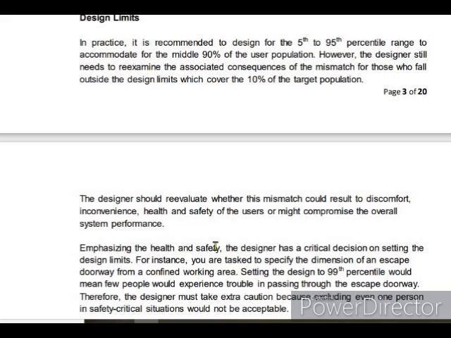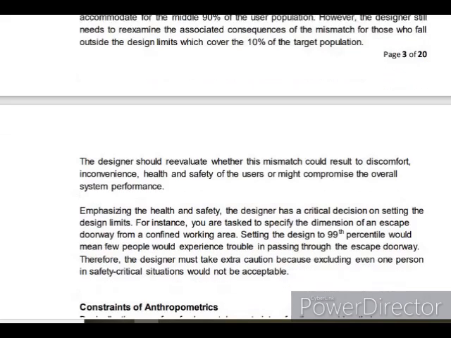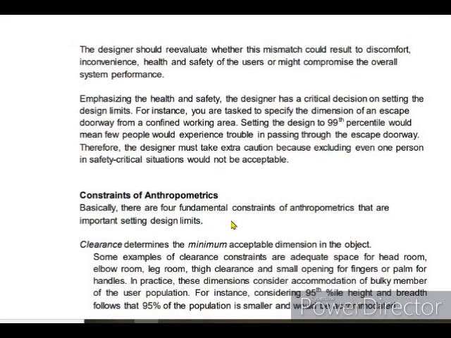Okay, so the designer should reevaluate whether this mismatch could result in discomfort, inconvenience, or harm to the health and safety of the users, or might compromise the overall system performance. So that is another study. Okay, emphasizing health and safety, the designer has a critical decision in setting the design limits. For instance, you are tasked to specify the dimension of an escape doorway. What is an escape doorway? It is used for emergency. Okay, when there is a fire in an establishment, the escape doorway is used for getting away from the fire.